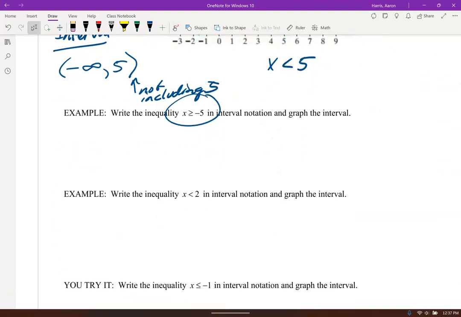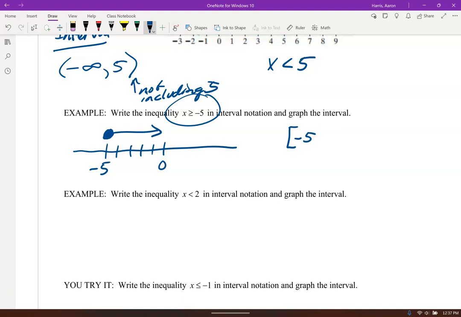So let's go ahead and do this one. Let's do the graph first. Greater than or equal to -5. So we're going to have that filled in, pointing to the right, greater than or equal to. So the interval notation will be a bracket, meaning we're including the -5, and then it shoots up to infinity. So there's the graph on the left, interval notation on the right.